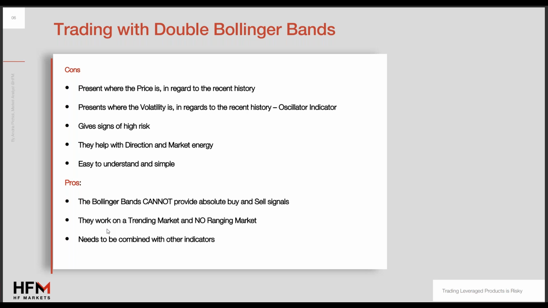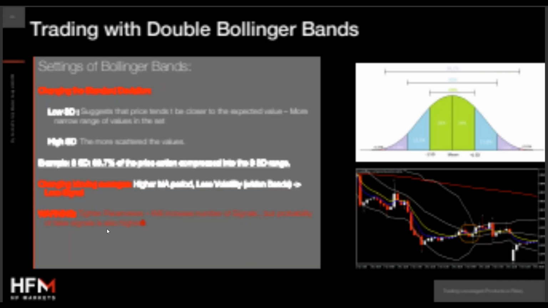However, some of the disadvantages, okay, is that it is not working for a ranging market. You can spot a ranging market with Bollingers, but you cannot use it for trading a ranging market, okay? So it works on a trending market. Also, it provides trigger points, it provides potential entry points, but not absolute, okay? So it's better to cross-check it with another indicator or just your price action analysis. So it needs to be combined. This is what I'm trying to say.